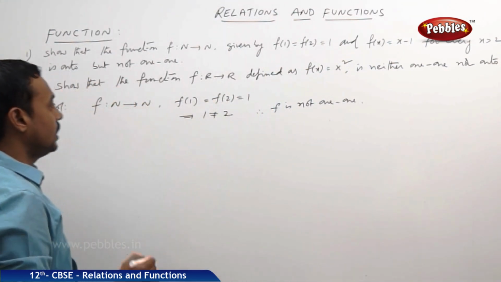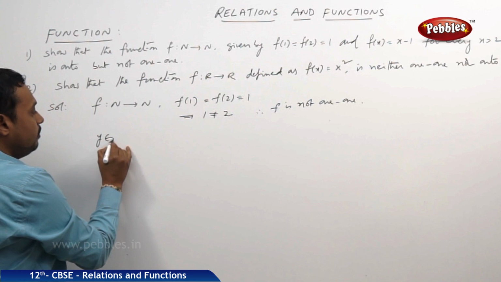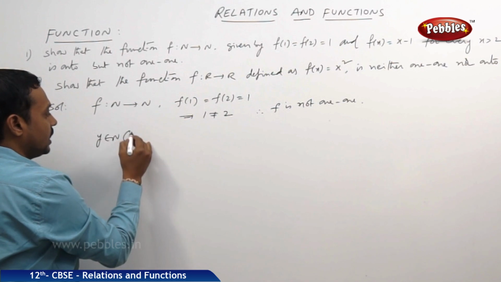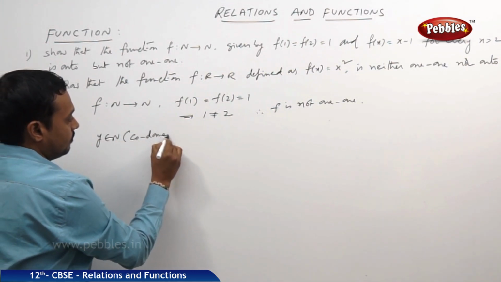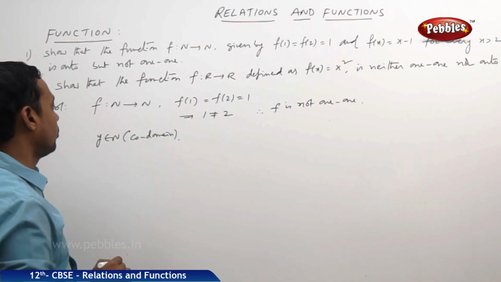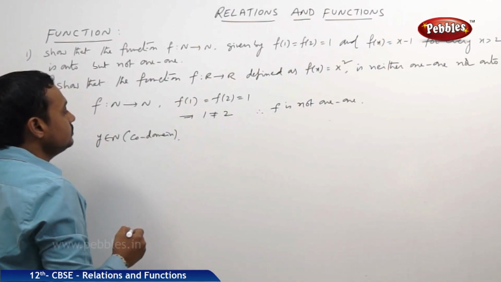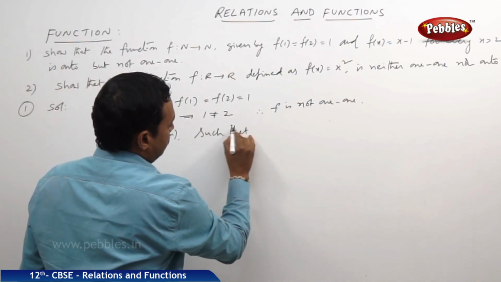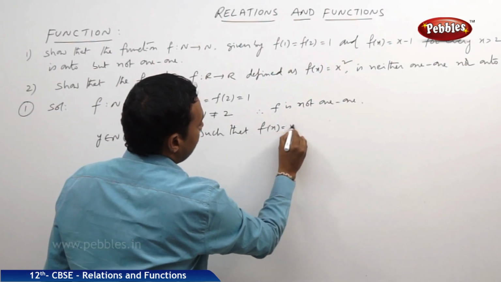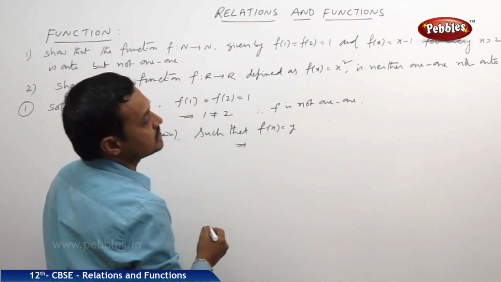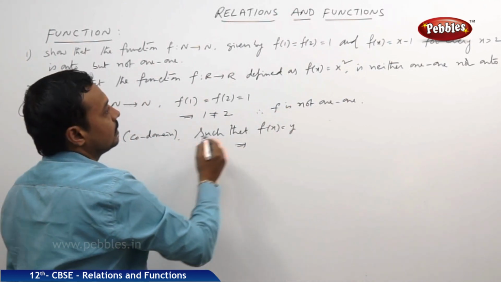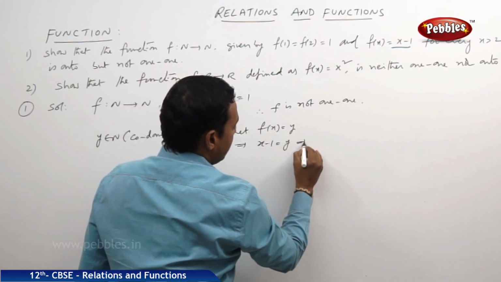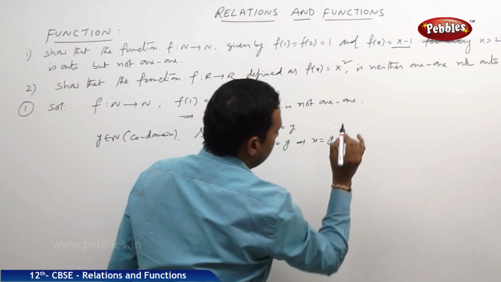Is it onto? Now, let us see. For some y belongs to the set of natural numbers, the codomain. y belongs to any codomain N, then there exists x such that f of x is equal to y. This implies f of x is equal to x minus 1 is equal to y. This implies x is equal to y plus 1.